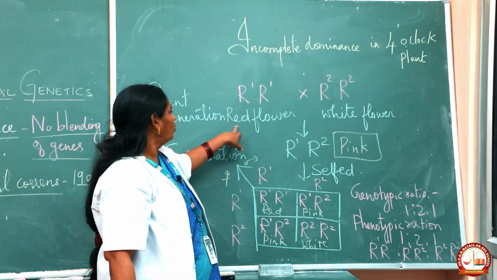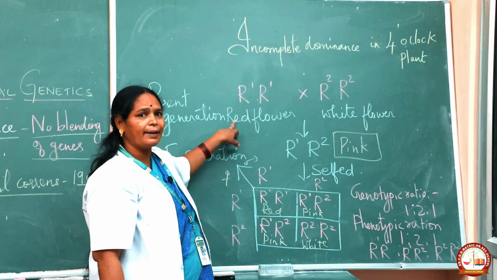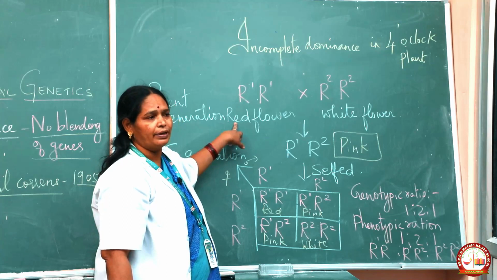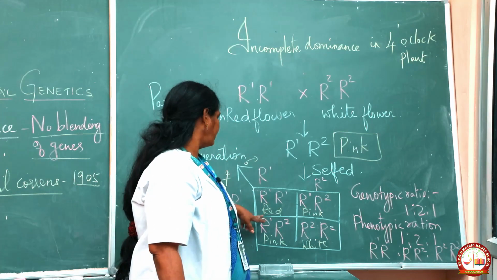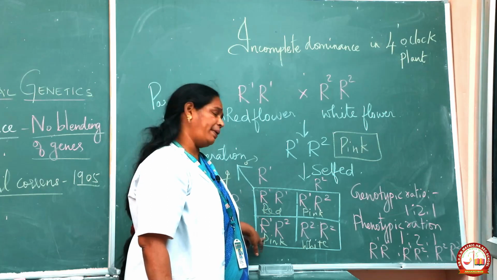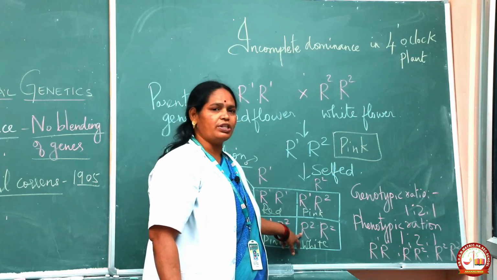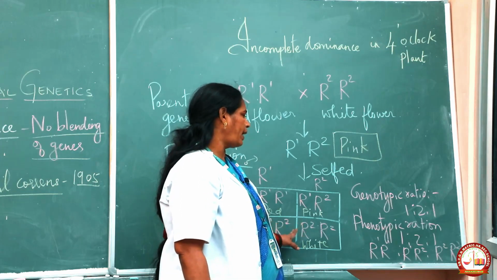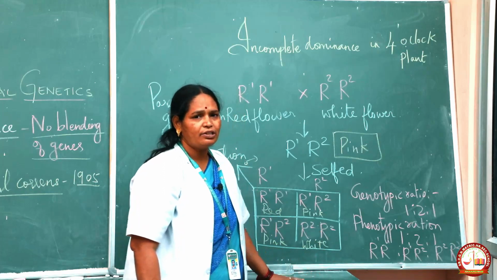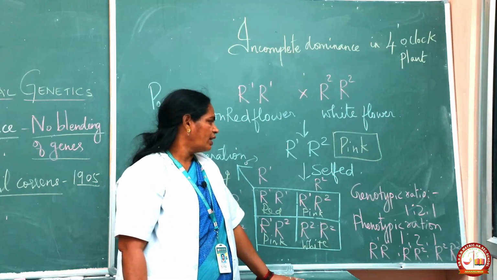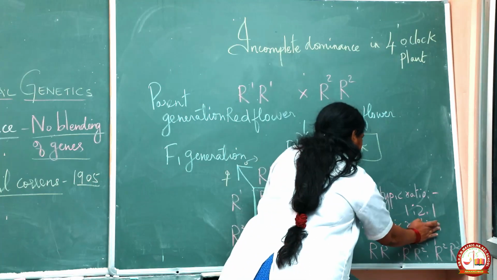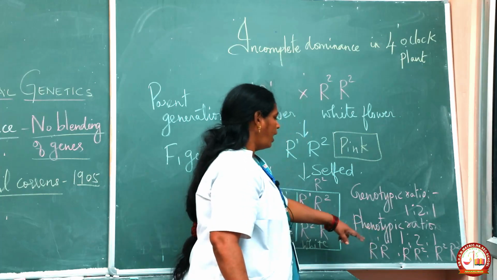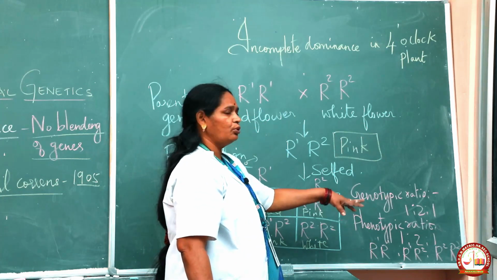The red color is formed with the help of an enzyme present in the R1 gene. When there is enough pigment present, it forms pink color, whereas the R2 gene will produce a white color in the flower. So the genotypic ratio is 1:2:1, and the phenotypic ratio is also 1:2:1: R1R1, R1R2, R2R2.